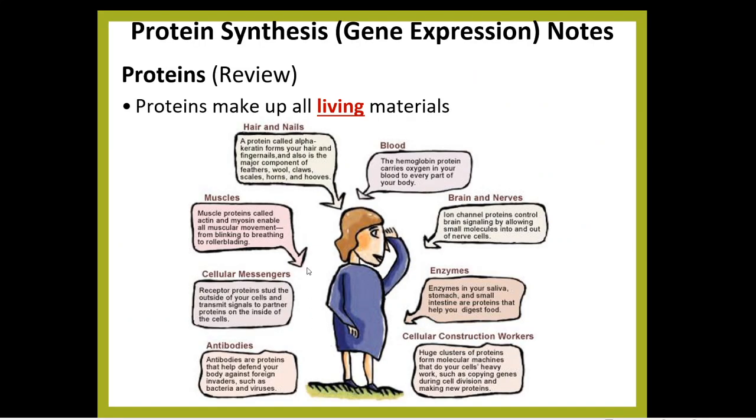All right. So proteins make up all living things. So why do we even care that DNA makes up proteins? Well, proteins make up our hair and nails, our blood, our brains and nerves, our enzymes, cellular construction workers, so all those things that they build cells out of, antibodies, so to help us from being sick, cellular messengers, they send messages so that my fingers work and my toes work, and then also muscles. So you can see if we didn't have proteins, nothing would actually happen in our body, and we couldn't think, and we wouldn't have any blood. We probably just wouldn't even be alive, okay?